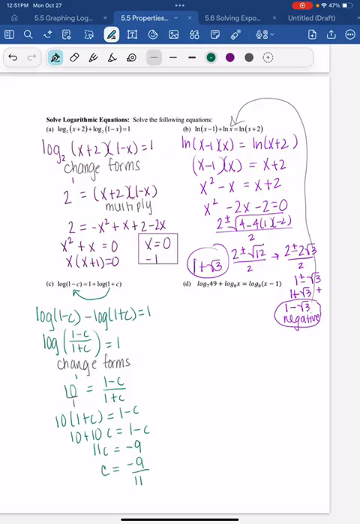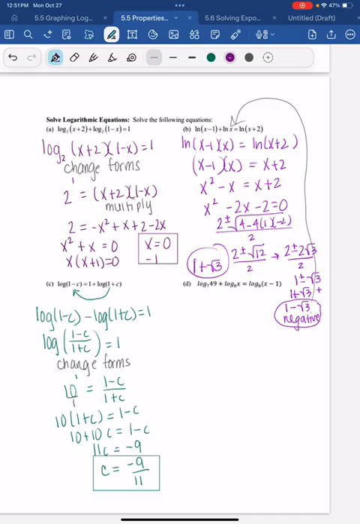It's possible to have a negative answer. You don't know that until you go back and you plug in. So when you check, this answer is okay. Because if you plug in -9/11 right here, you get 1 minus -9/11, that's positive. If you plug in -9/11 here, 1 plus -9/11 is a positive number. If you don't believe me, you can check on a calculator. So you can have a negative answer. What you can't have is a negative argument.